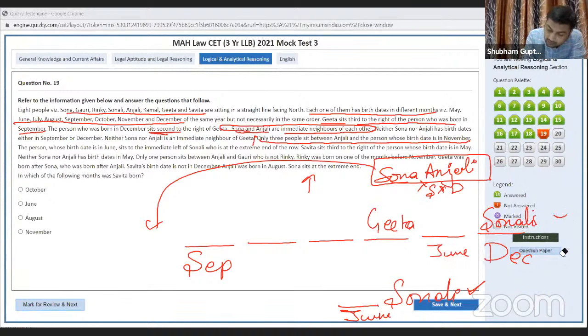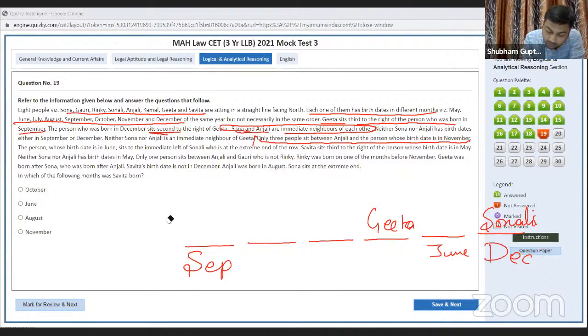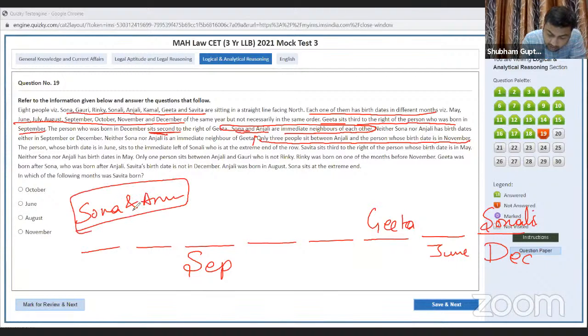So now I can cancel out that. These 2 persons have to be here. So now I will draw 2 places where Sona and Anjali would come, in any order. As of now, I do not know the order. Correct? The person whose birth date is in June. So this is done. Now Savita sits third to the right of the person whose birth date is May. Neither Sona nor Anjali have birth dates in May, so they do not have May also. They do not have September. They do not have December.